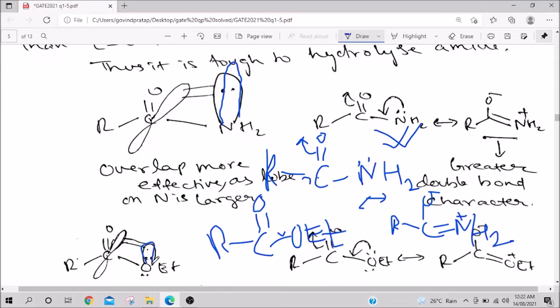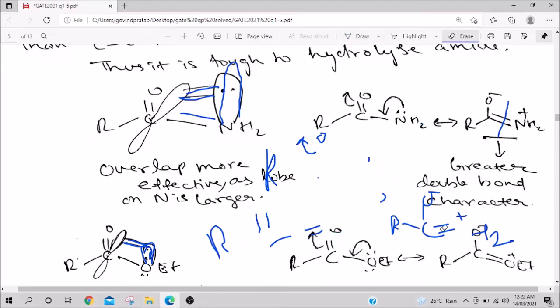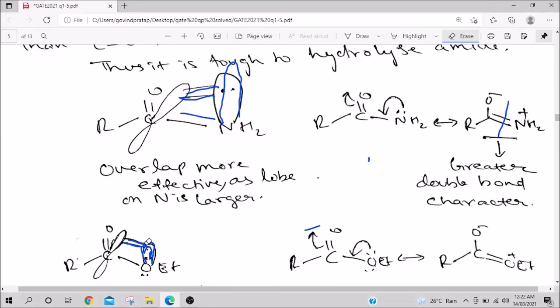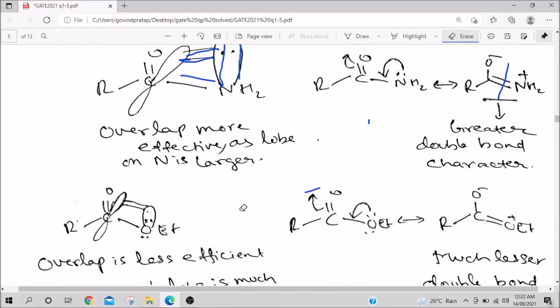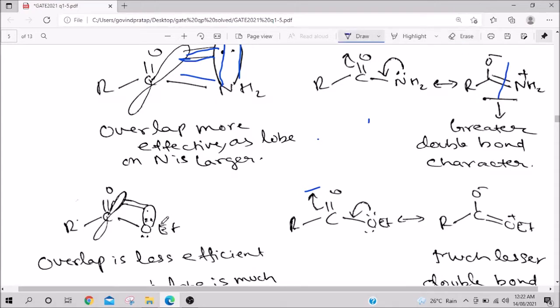Oxygen is very small because it is electronegative and holds electrons close to itself. Because nitrogen's lobe is much bigger, it polarizes much better and overlaps much more efficiently than oxygen, and therefore it gets a lot of double bond character. See this, a lot of double bond character. So hydrolyzing an amide is not easy. You have to put in sodium hydroxide, boil it, and it takes a lot of time, but an ester is not that tough. You just put sodium hydroxide, stir it a little, or maybe apply a little temperature, and you will get it, because the double bond character is much less.